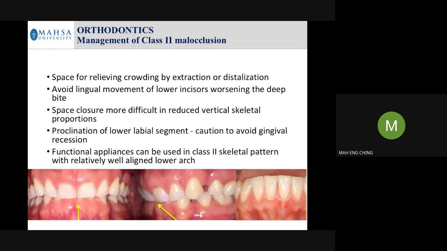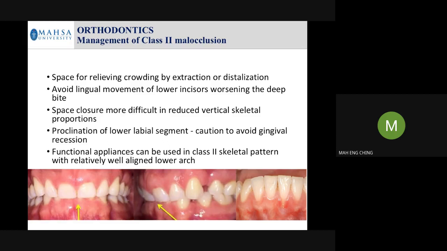So avoid lingual movement of the lower incisor. If you push the lower incisor backward, or retrocline the upper and lower incisors backward, you're worsening the deep bite. You make the deep bite even worse. Then space closure is more difficult with a reduced vertical skeletal proportion. If you have an increased vertical proportion compared to a reduced vertical skeletal proportion, then space closure can be easier, and more difficult with a short vertical height.